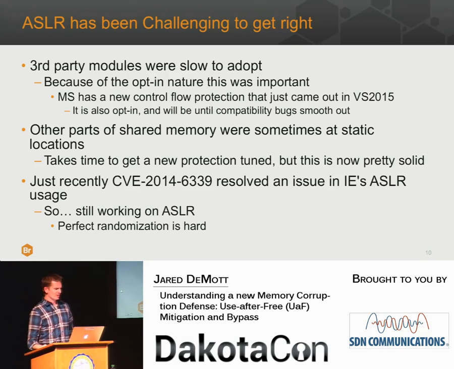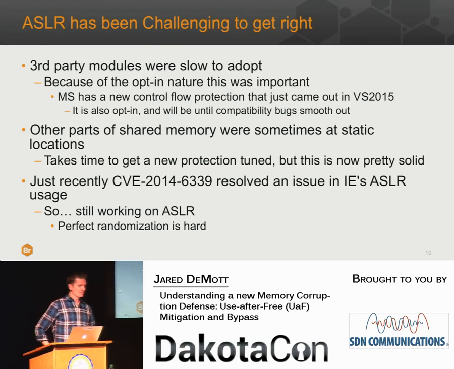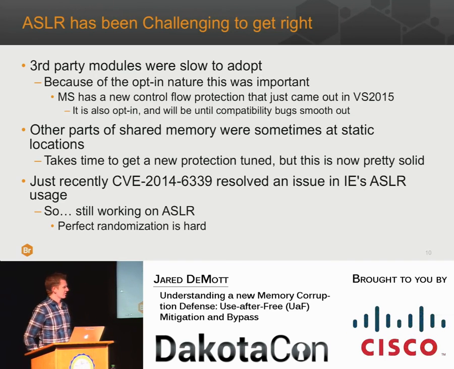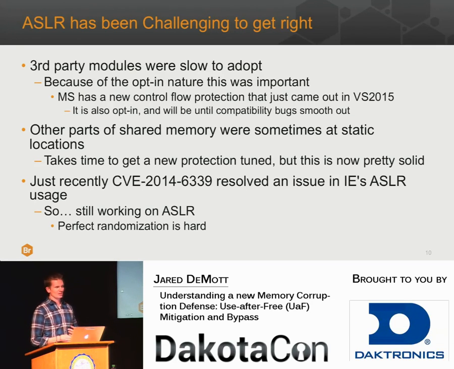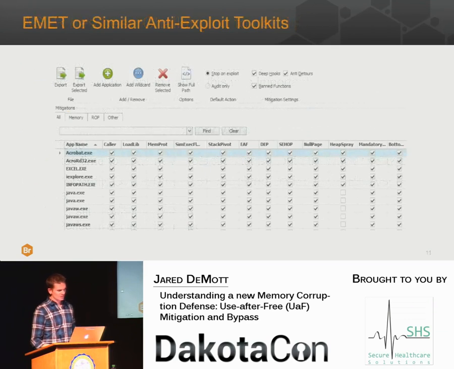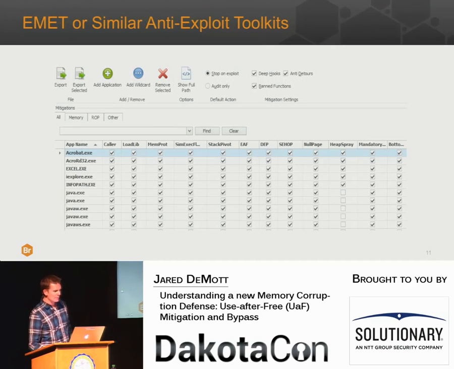There were other problems with ASLR. There were other parts of shared memory that were known, even if all the DLLs opted in. And even recently, if you look carefully at some of the CVEs that have been coming out this last year, some of them will say things like, resolved an issue with ASLR in IE, and that's all it'll say, right? It won't go into much detail if you look at the Microsoft bulletin or something. But it's clear that even now that's still challenging, but it's getting better.